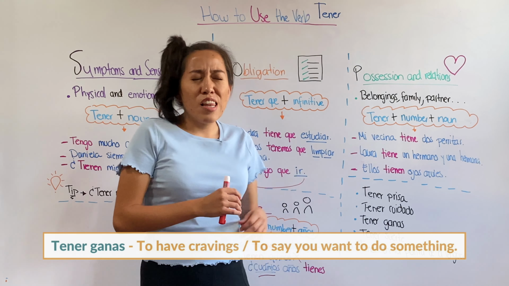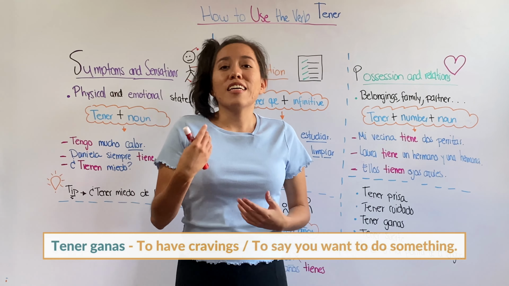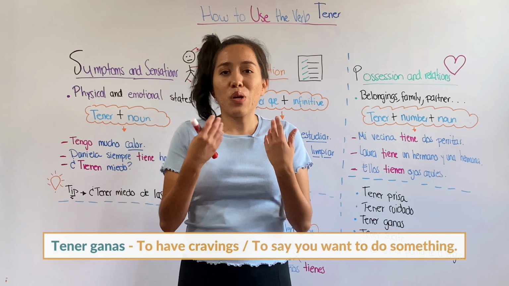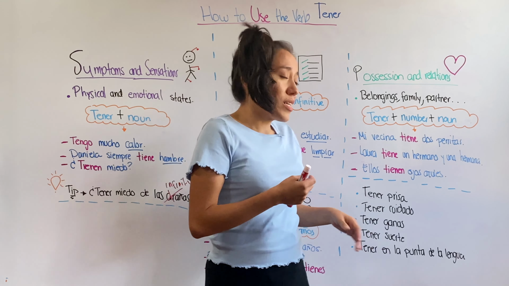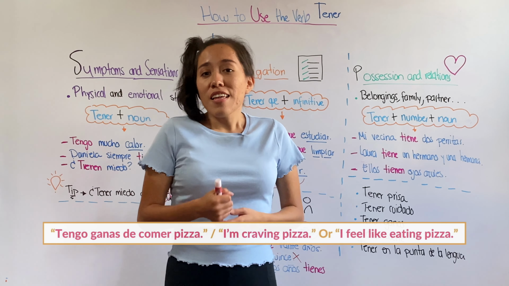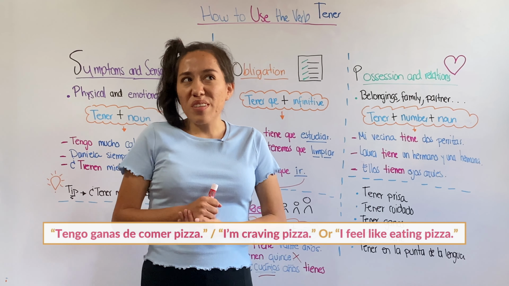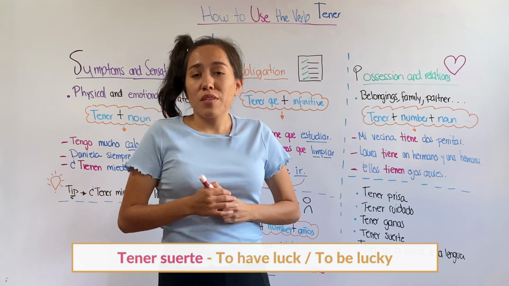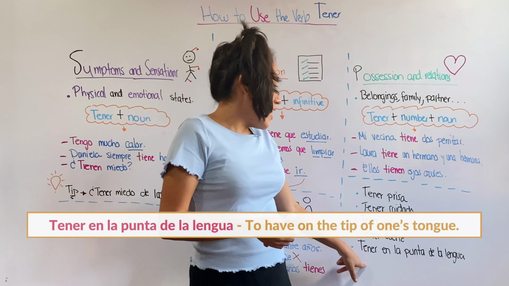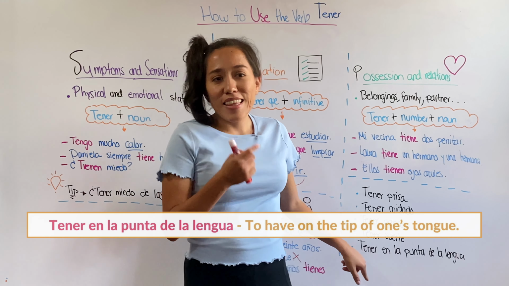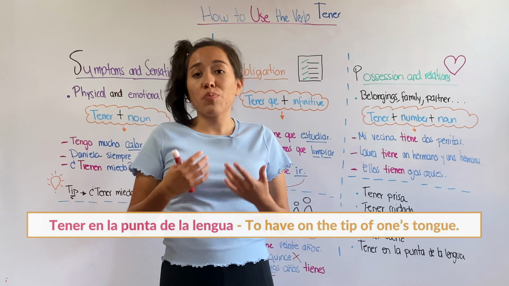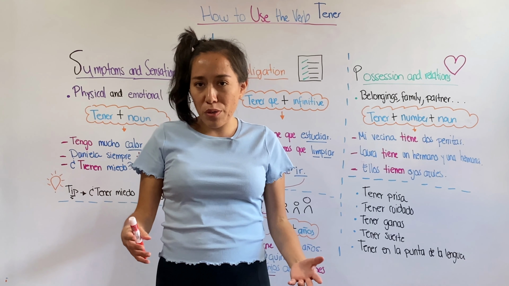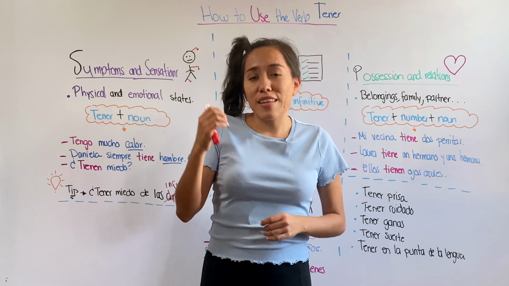Tener ganas, I love this one. Tener ganas is an expression we use to say that we want to do something or we want to eat something. For example, tengo ganas de comer pizza. I feel like eating pizza. That's true. Tener suerte. That's very similar in English to have luck. Tener en la punta de la lengua. To have on the tip of your tongue. When you can't remember something, you're so close but you can't remember. Tener en la punta de la lengua.